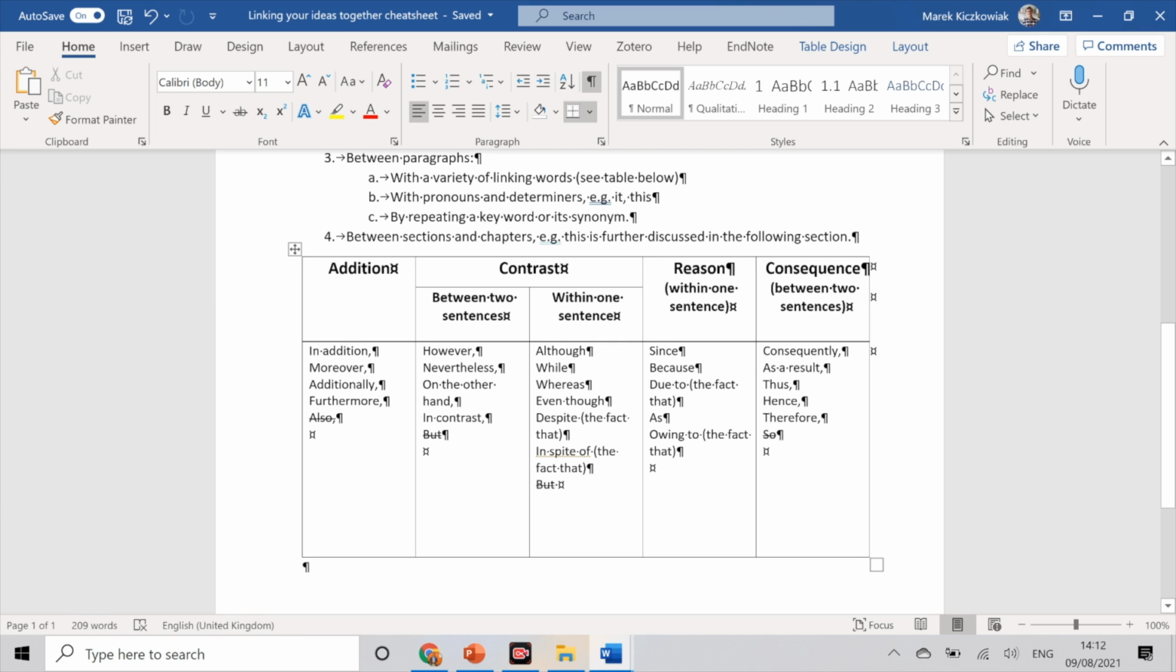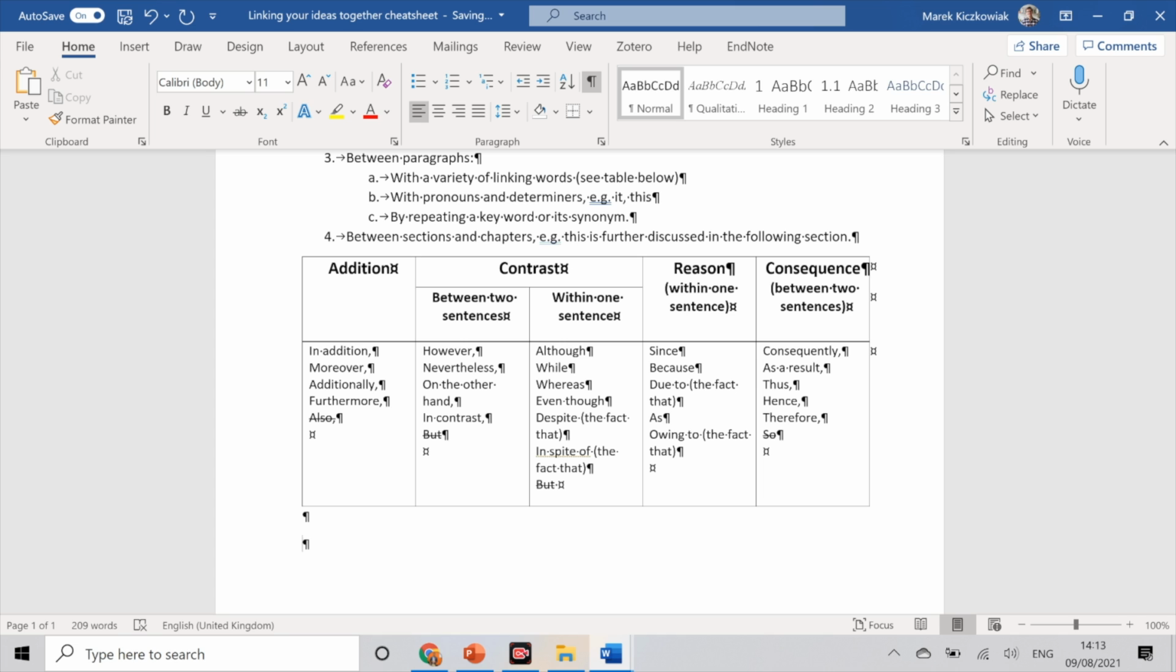Now, in here you can see that despite has the fact that in brackets, and the reason for that is that if you want to follow despite with a sentence, then you need to use the fact that. So if you want to say, despite the fact that I worked very hard today, I did not write very much, right? Then you need to use the fact that. With although or while you don't, right? Despite and in spite of can also be followed by verb ing. So like, despite working very hard, I didn't write very much, right?